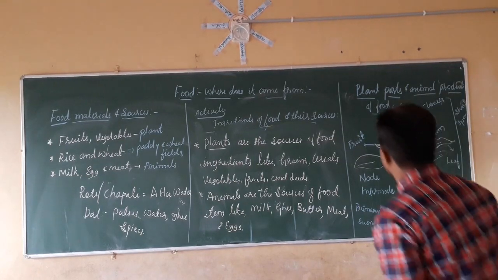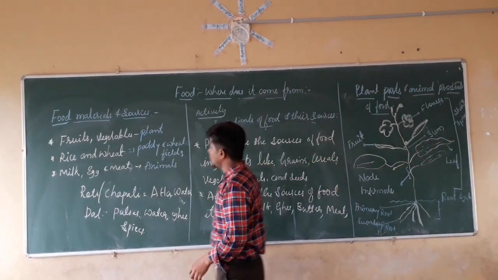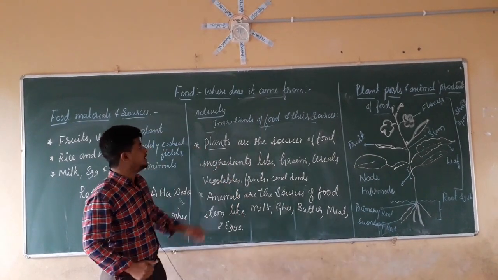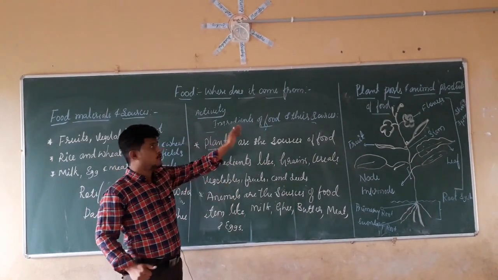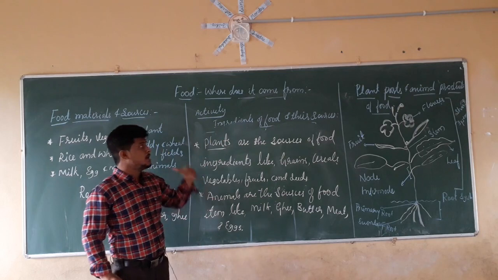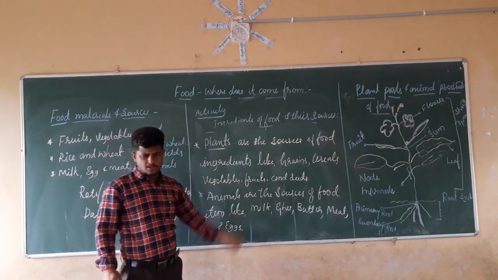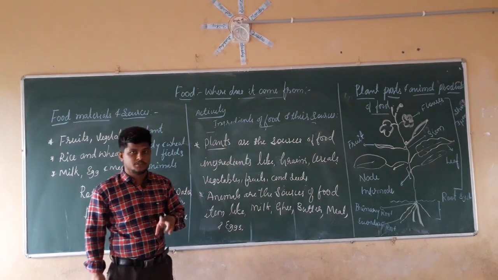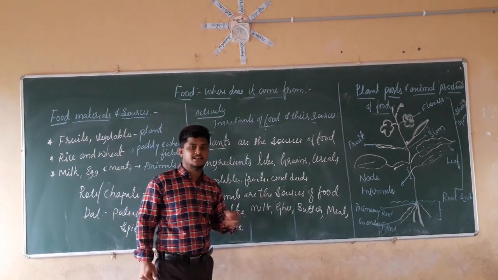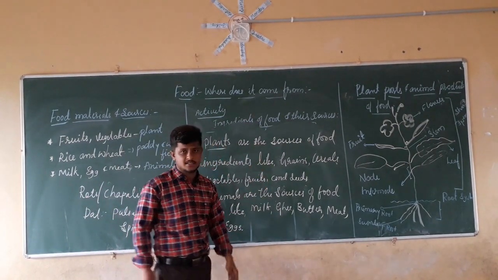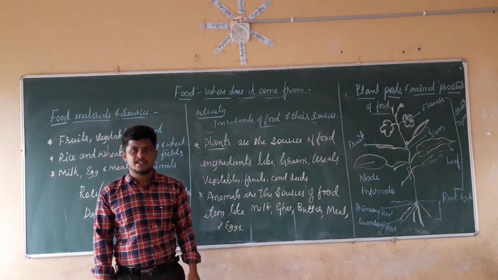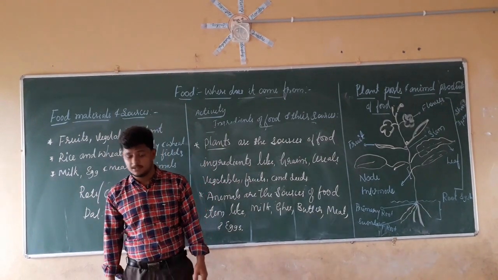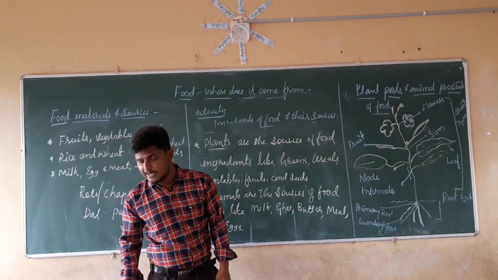Now we are going to discuss the different sources of the materials of the food items. We came to know that there are two sources of the food items: one is animals and another one is plants. From animals we are going to get the milk, the meat, as well as the eggs.